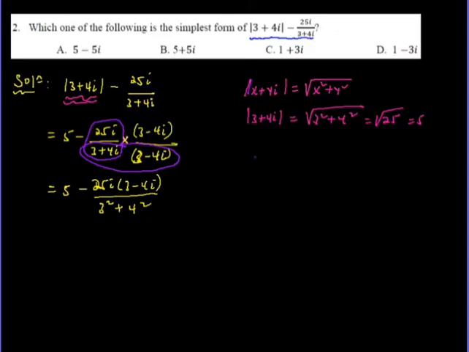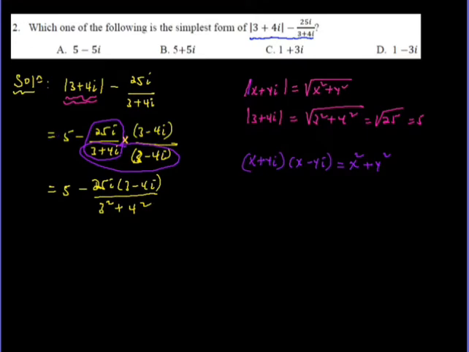For any complex number x plus yi times x minus yi, the product of a complex number with its conjugate is x squared plus y squared. So you need to know these things so that you can minimize the time taken to simplify the given complex number.